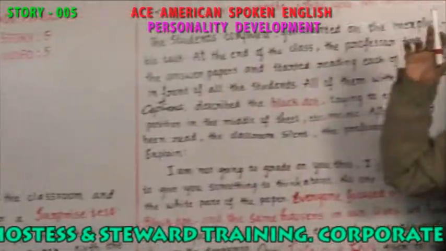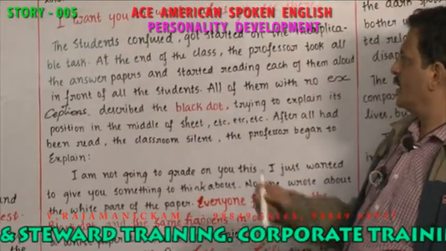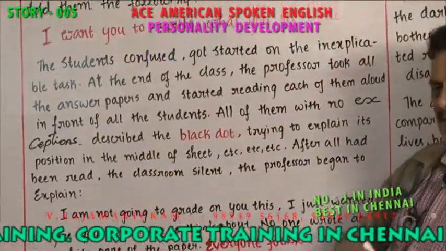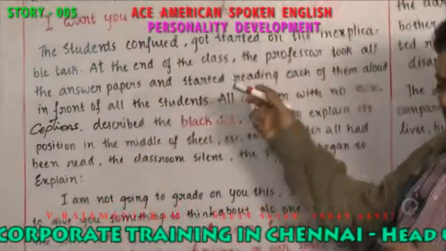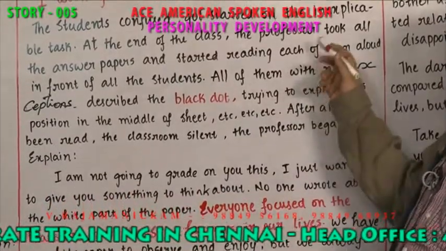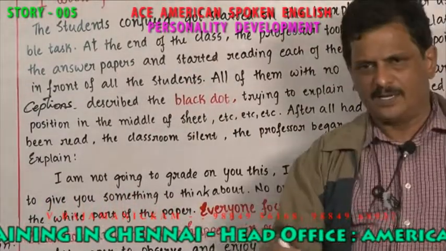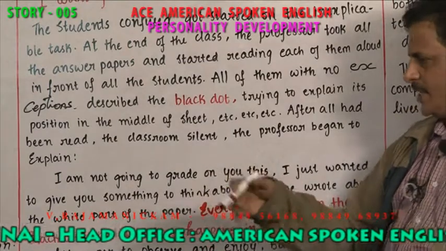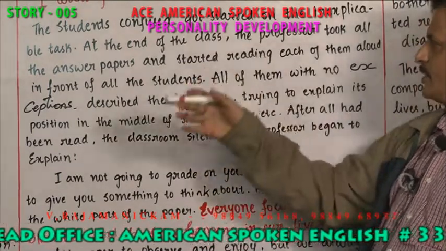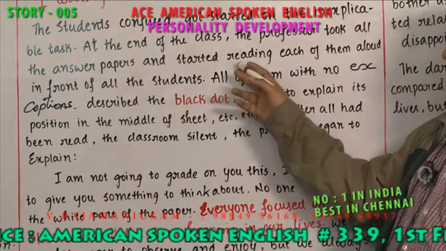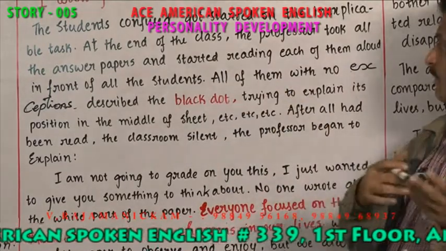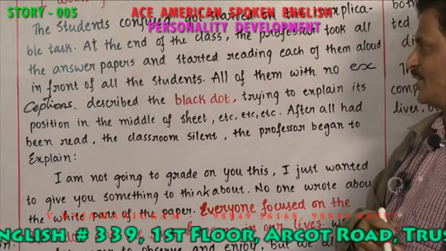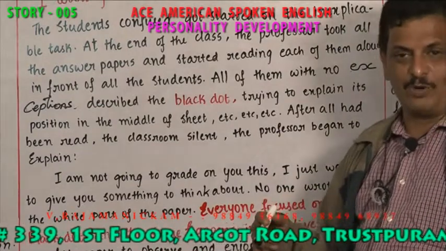The students were confused, but got started on the inexplicable task. They started writing. At the end of the class, what happened? The professor took all the answer papers after the test, as in the examination hall. The examiner takes all the papers. So the professor took all the answer sheets and started reading each of them aloud. What answers have the boys written?